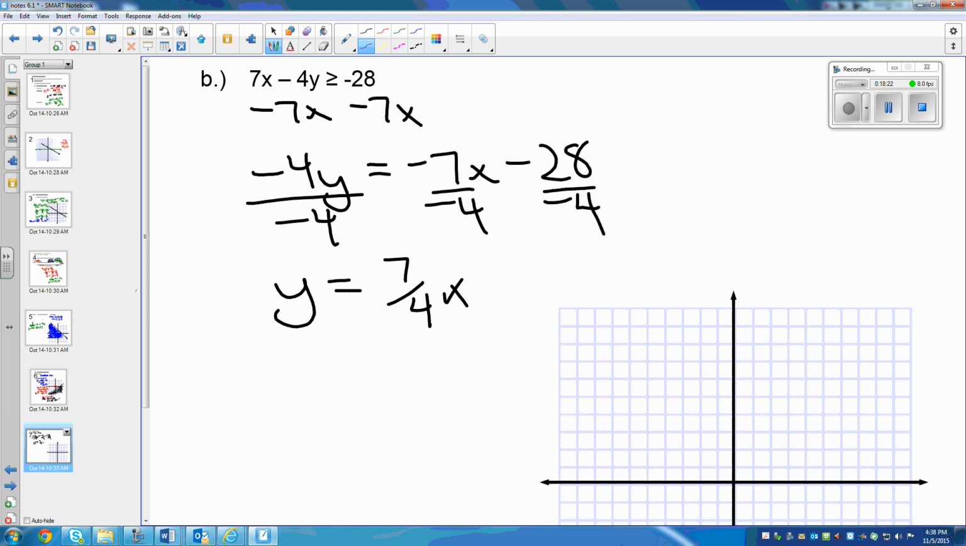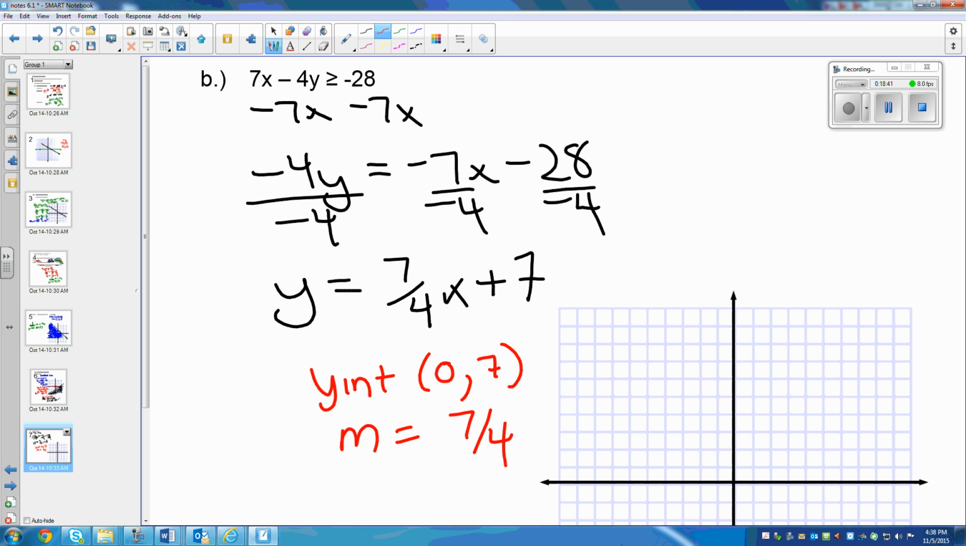28 divided by 4 is 7. So negative and a negative makes a positive, so a plus 7. What does that give us? It gives us a y-intercept of (0, 7), and it gives us a slope, a rise over run, of 7 over 4. Okay, so let's graph this.